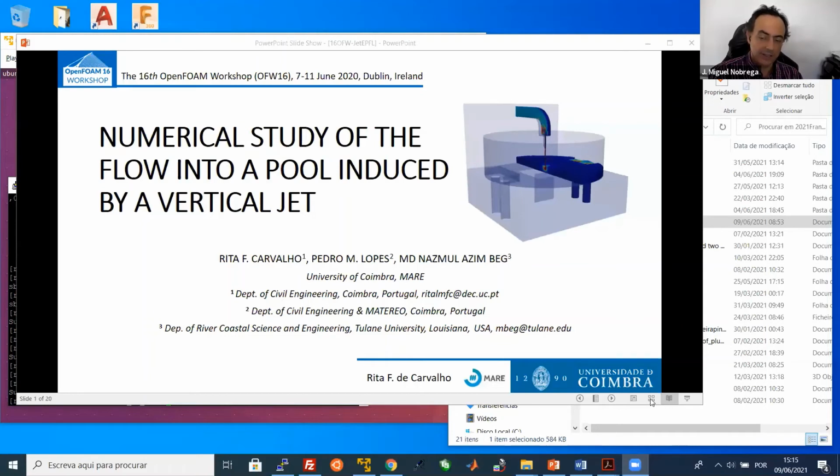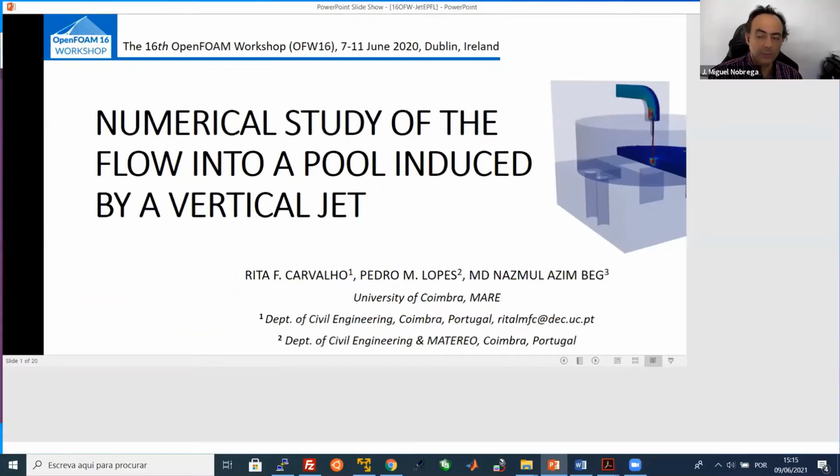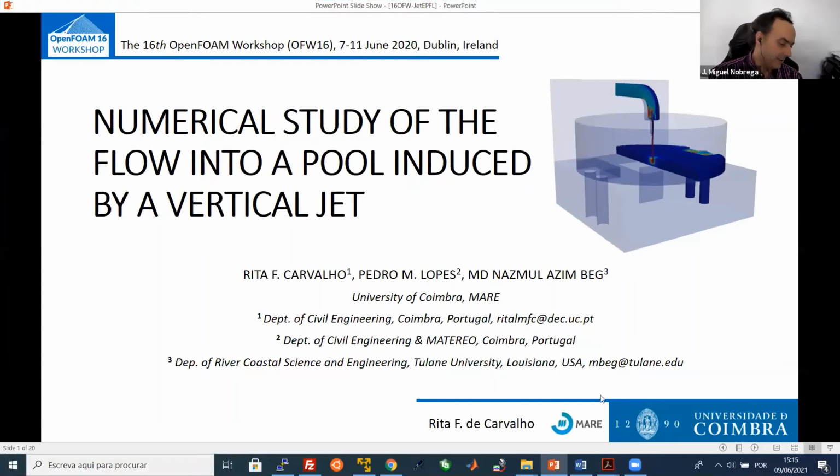Okay, perfect. Thank you for the questions. And we are just on time to move to the last presentation of the session. Thank you, Javier, again. So we have again Professor Rita Carvalho from the University of Coimbra. And this last talk, or the second talk by Rita, is entitled Numerical Study of the Flow into a Pool Induced by a Vertical Jet. So Rita, please go ahead.